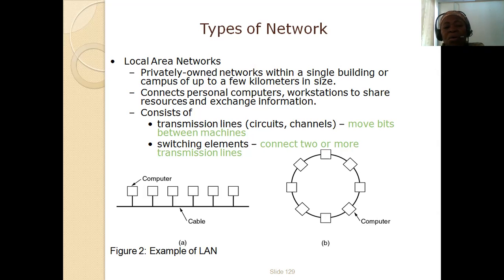Now, I don't want to explain this over again, but whether it is a local area network, metropolitan area network, or a wide area network, they all consist of 2 things: transmission lines and switching elements. The transmission lines are circuits and channels that move bits between machines, and the switching elements connect 2 or more transmission lines.